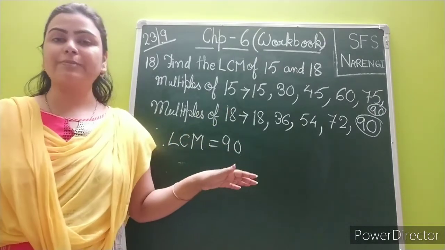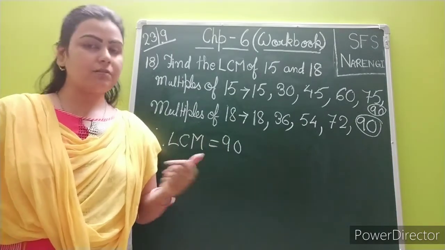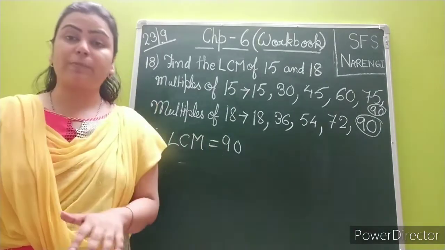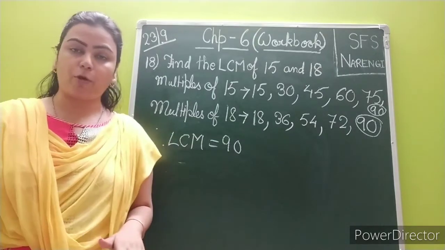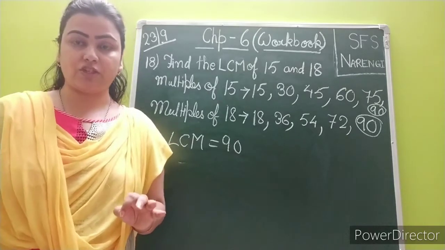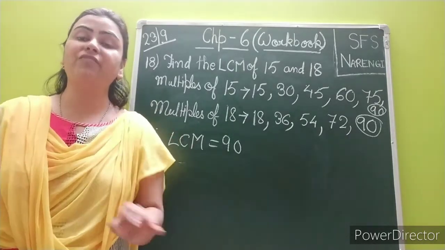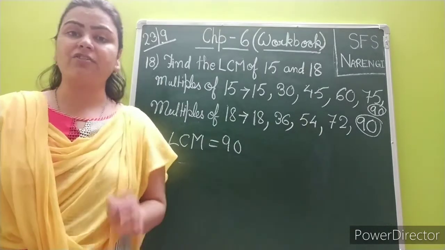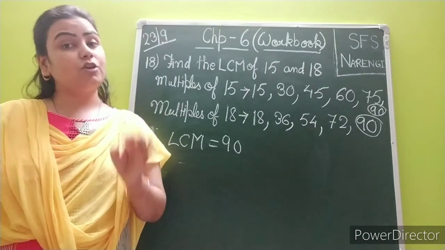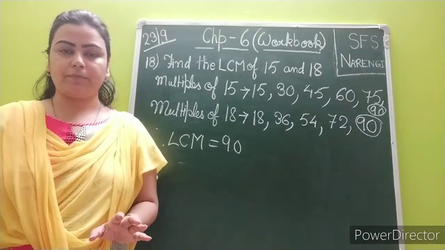Either you can choose this method or the one that we did just before. If you choose this method, well and good. Or you can choose the prime factorization method also. No problem. But if it is mentioned in the question, find the HCF of this and this by prime factorization or by factorization, then you have to use the mentioned method only.